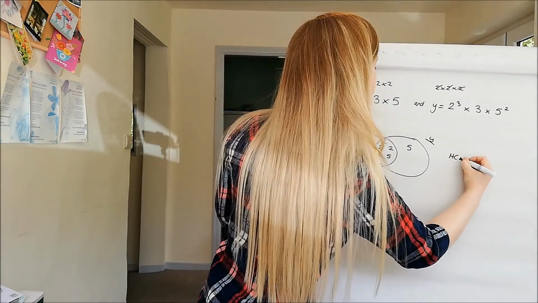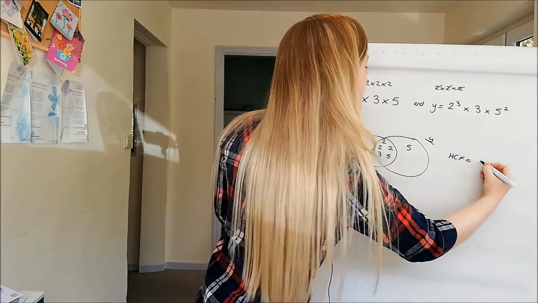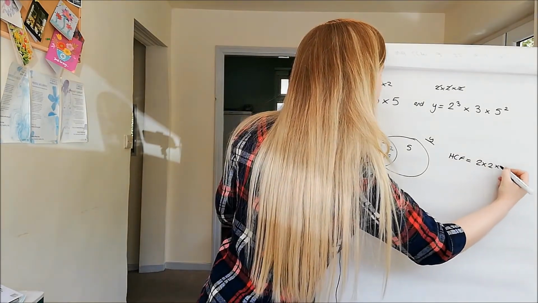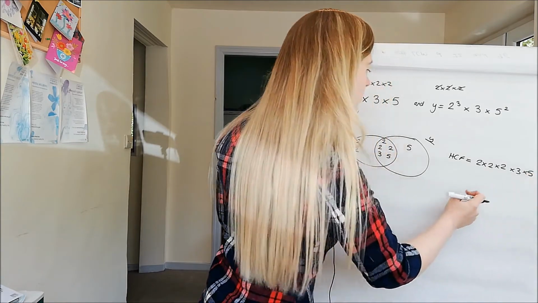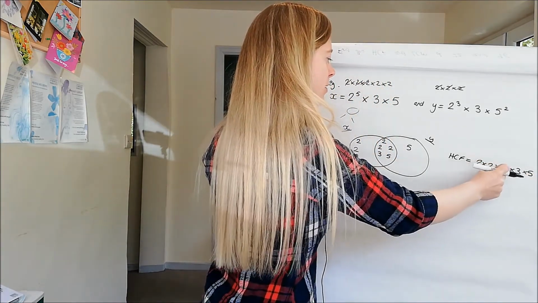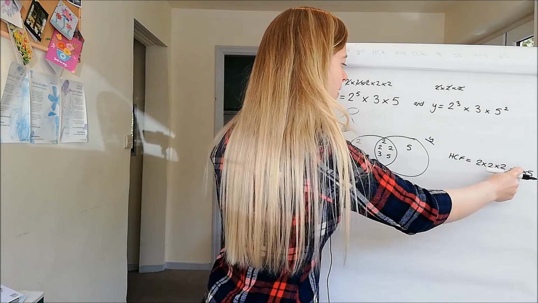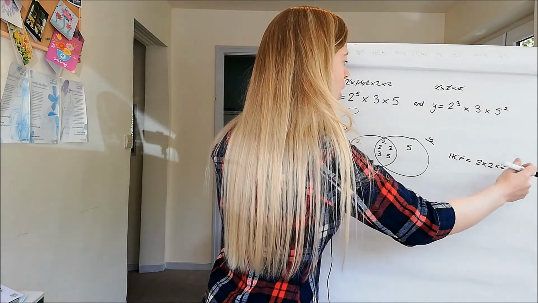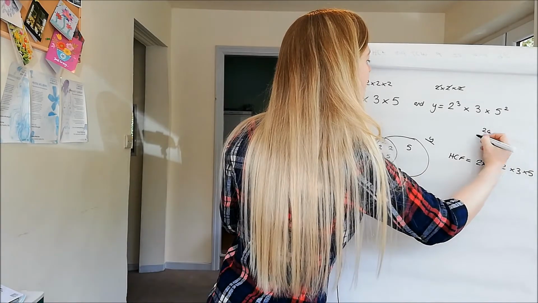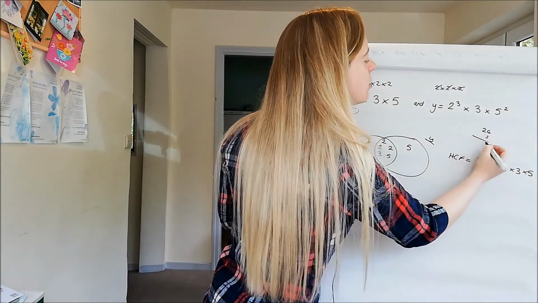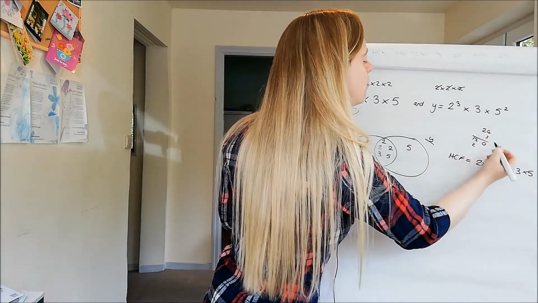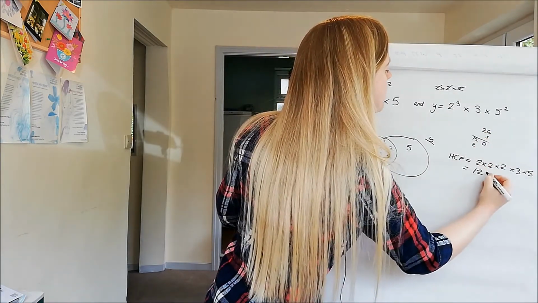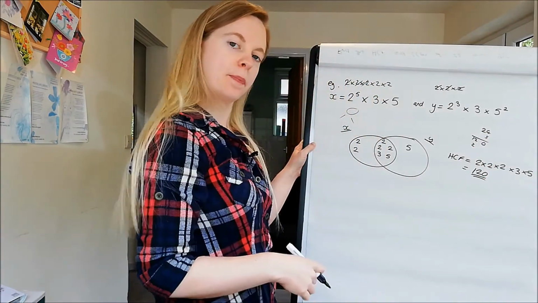So now the highest common factor is the middle of the Venn, which is 2 times 2 times 2 times 3 times 5. 2 2s are 4, times 2 again is 8, times 3 is 24. And 24 times 5 is, 5 4s are 20, 5 2s are 10, 11, 12. So the highest common factor is 120.